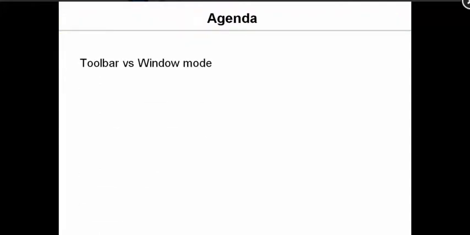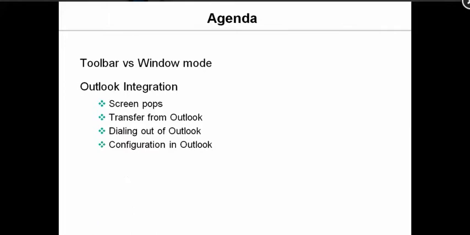Let's start out with the two different ways you can run the UC Desktop Suite and see why someone would want to run it in either mode. We'll look at Outlook integration. UC Desktop Suite integrates with other CRM packages, but Outlook is the most popular. If your installation includes integrating to another CRM, use this as a guide to show you how things might work with your CRM. I'll show you how to do a screen pop, transferring a call out of Outlook, and dialing out of Outlook. I'll go into Outlook and show you what you need to do to enable the integration.